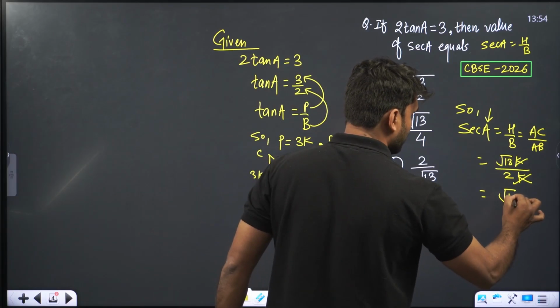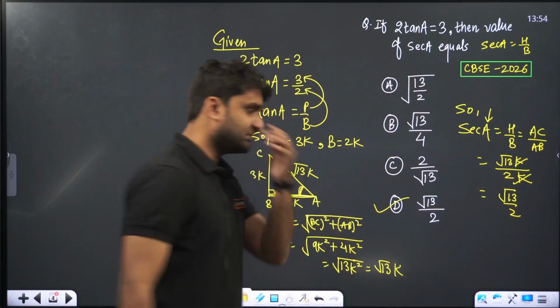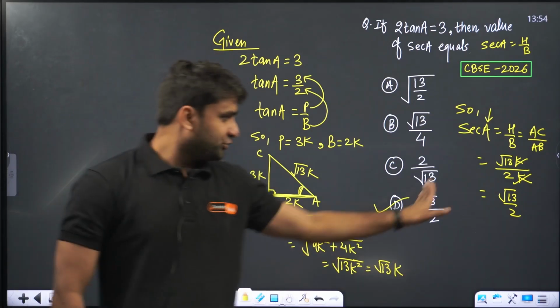k by k, so under root 13 by 2. This is the answer. Any option is there? Under root 13 by 2, this is the answer. Clear, everyone? Option number 4 will be the answer.